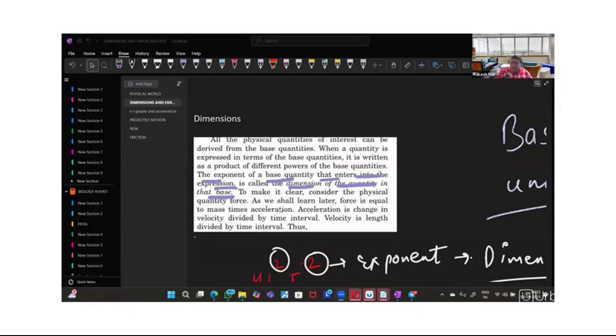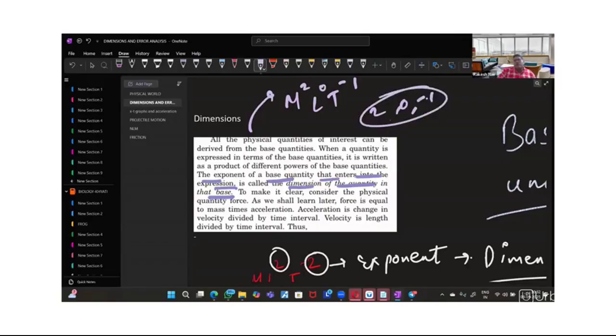The exponent of the base value, like if it is M^2 L^0 T^-1, so this 2, 0 and minus 1, they are describing the dimension of a particular base quantity.